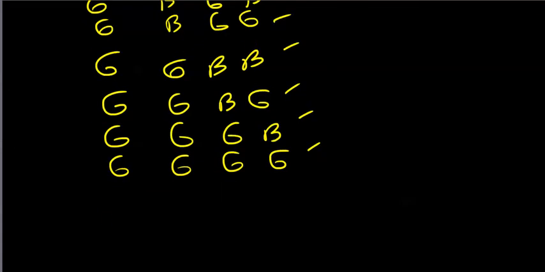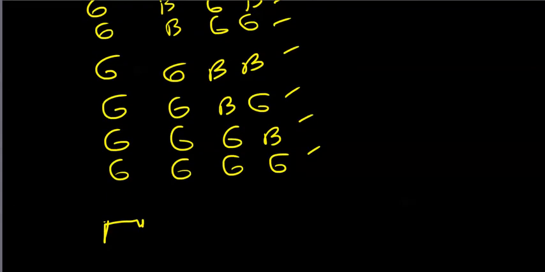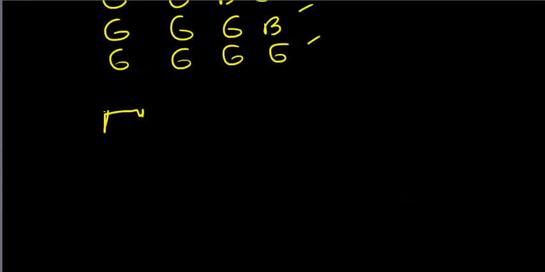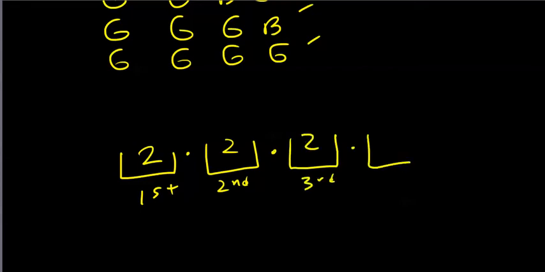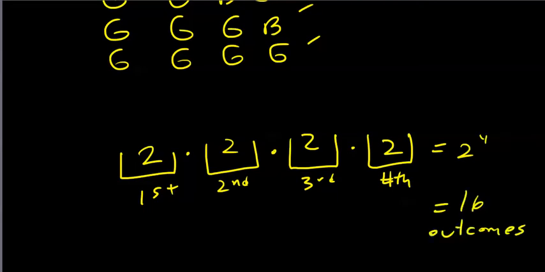You can look at it this way. If you look at the first child, you've got 2 possibilities. If you look gender-wise at the second child, you've got 2 possibilities. If you look at the third child, you've got 2 possibilities. If you look at the 4th child, you've got 2 possibilities. And if I multiply across, 2 times 2 times 2 times 2, that's 2 to the 4th power, and that's 16 outcomes.